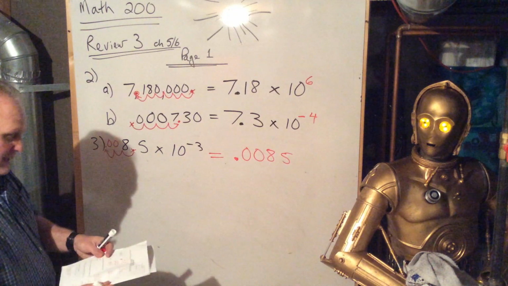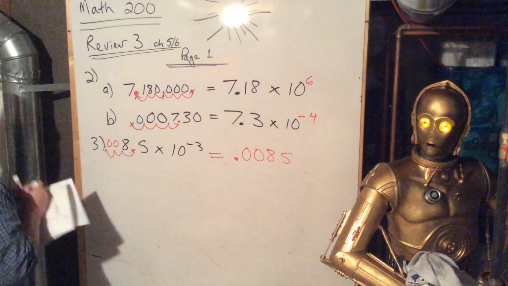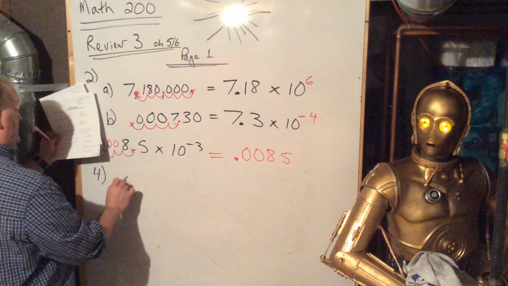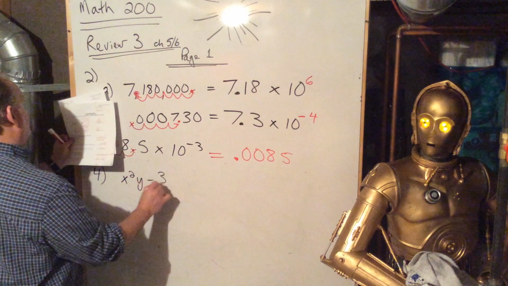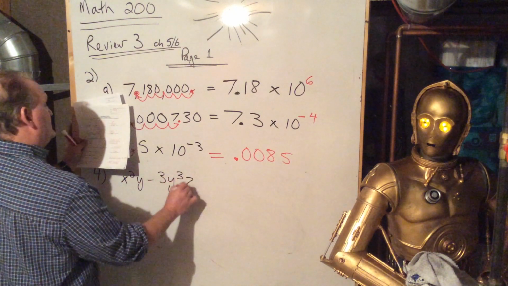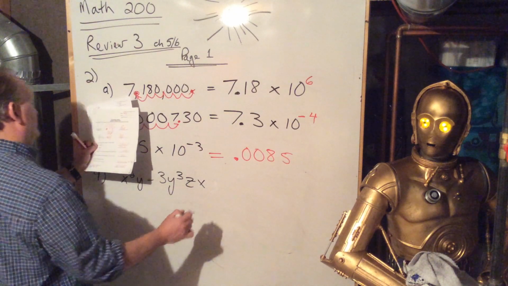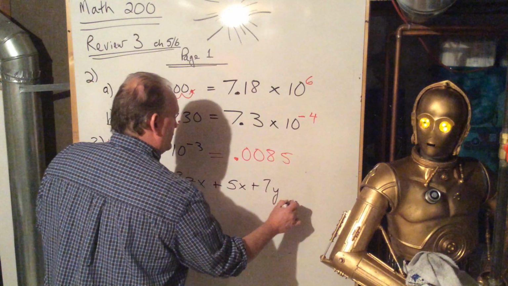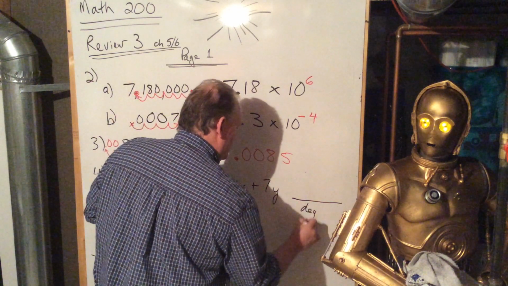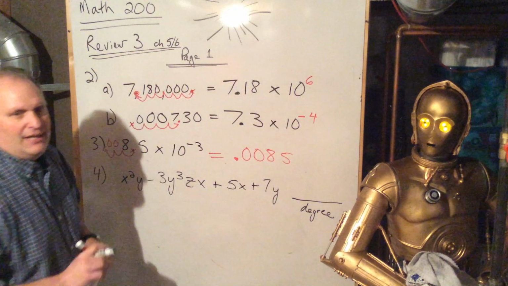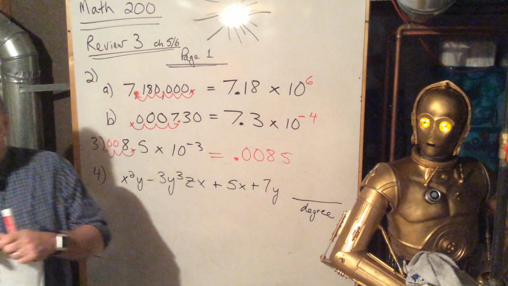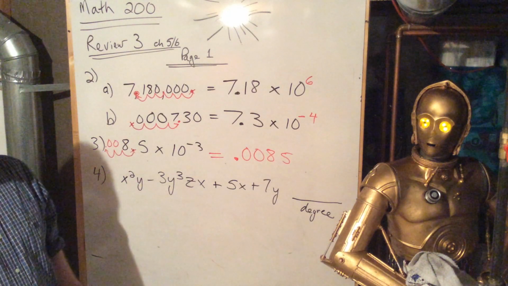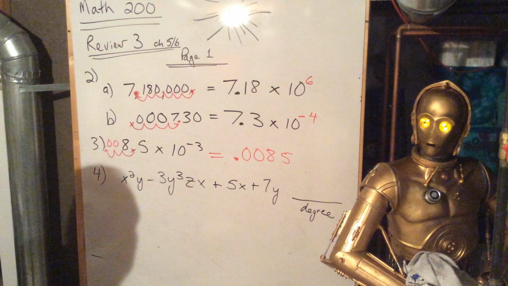All right. Oh, number 4. These ones are irritating a little bit. We got x squared y minus 3y cubed zx plus 5x plus 7y. And they want to know what degree this is. So what's the degree? Well, the degree is normally just the highest power. Normally we're only working with a single variable. We have y equals x squared or y equals 5x to the 5th.